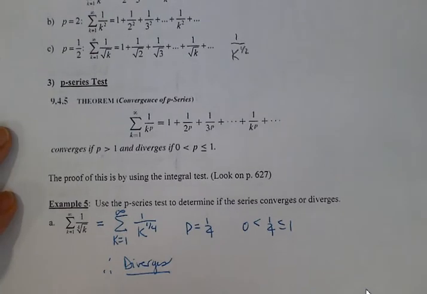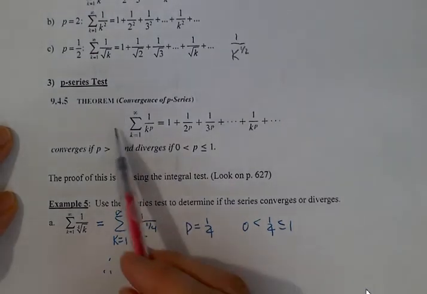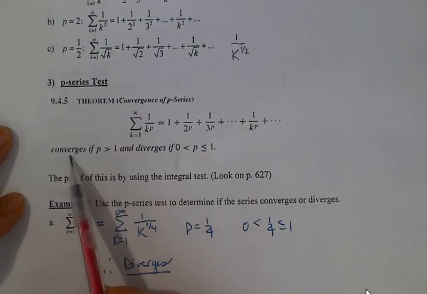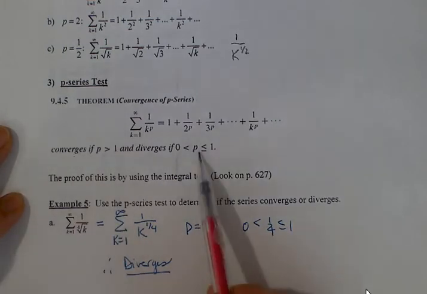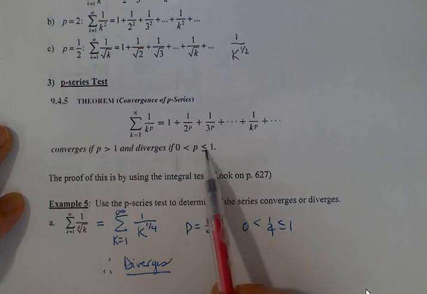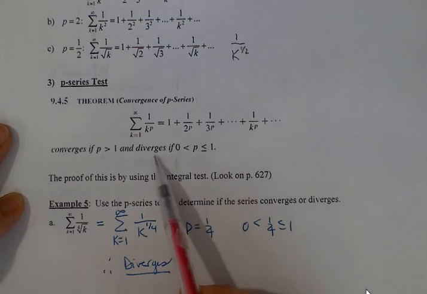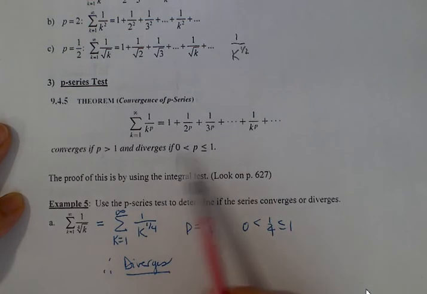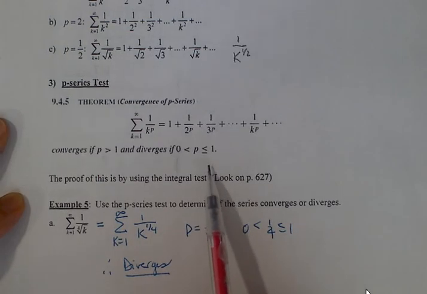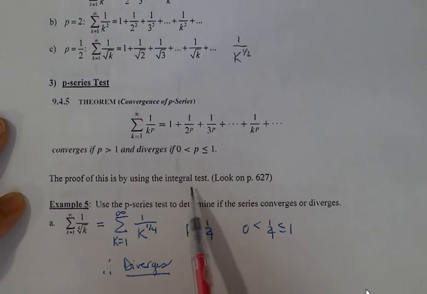Okay, so here's the p-series test. And what it states is that if you have a p-series, just think of p as the power, if p is greater than 1, then it converges. And if p lies between 0 and 1, and also including 1, then it will diverge. And all of this can be shown by the integral test, but it's just a lot easier with this p-series test rather than using the integral test.